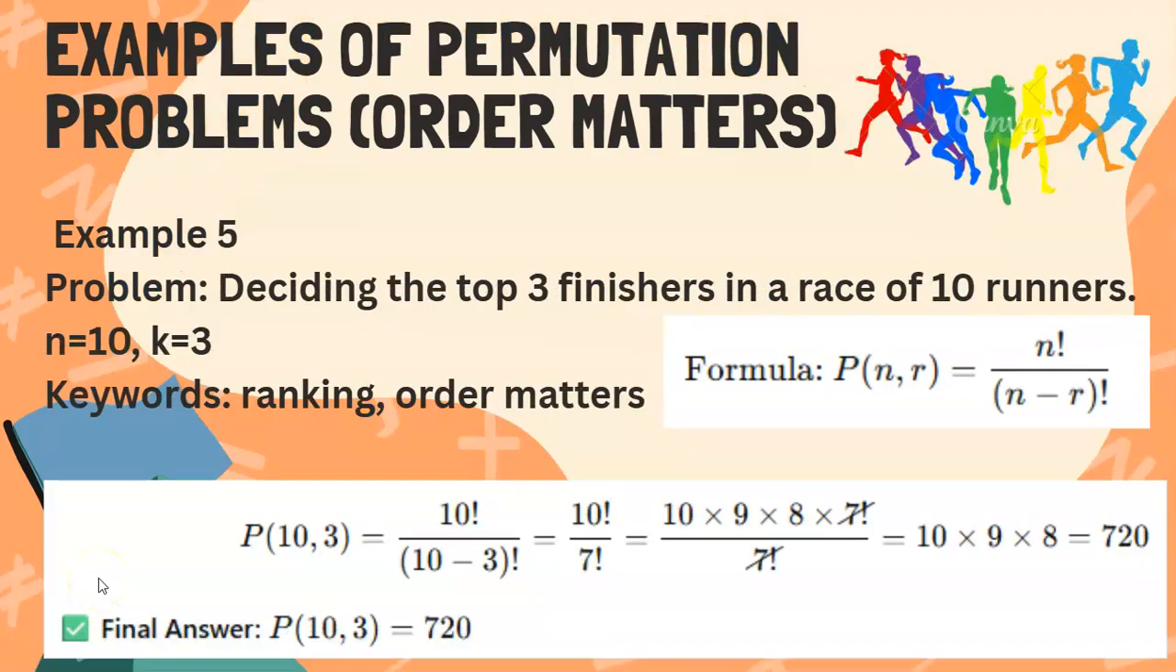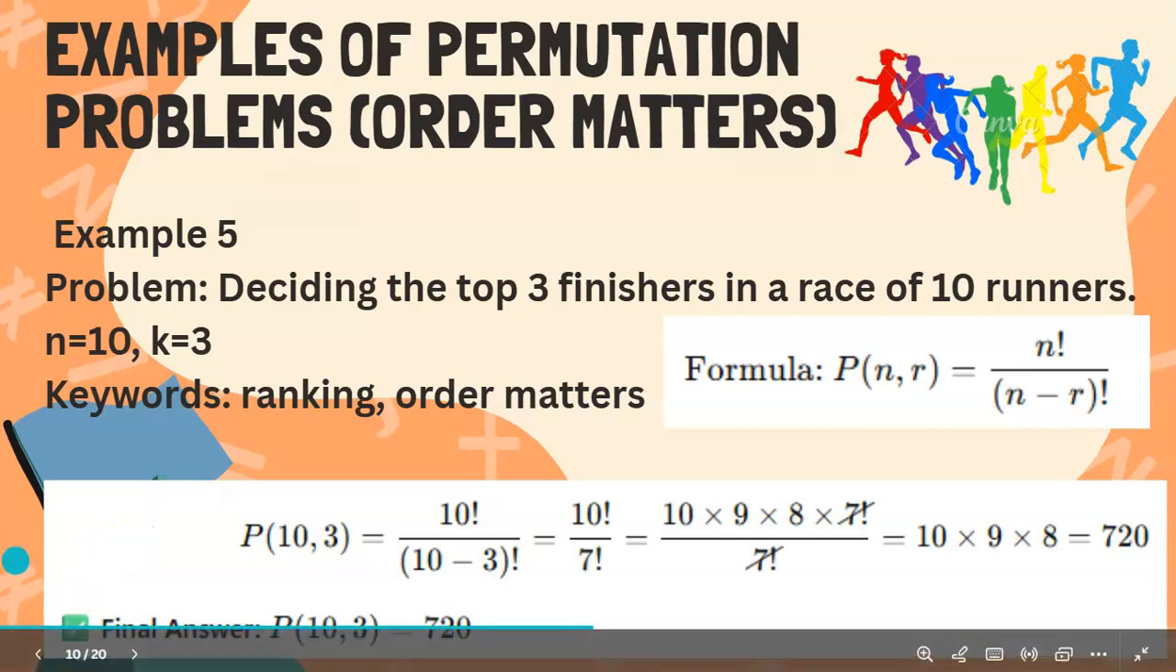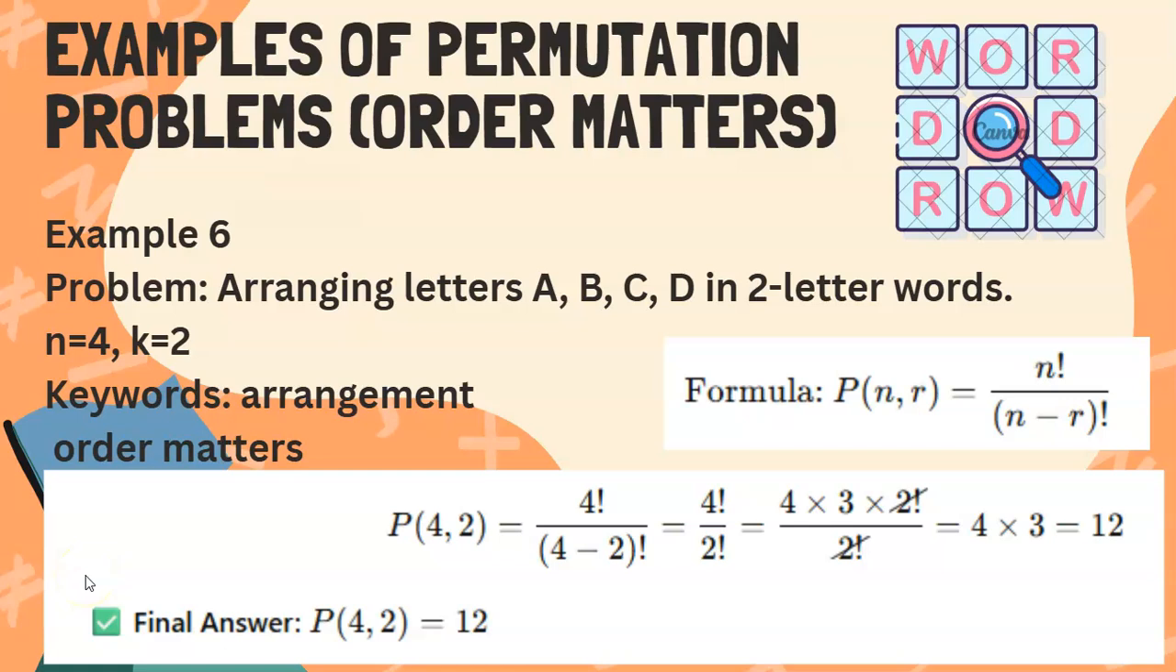Alright, so example number 5 for permutation, deciding the top 3 finishers in a race of 10 runners. So how many runners are there? 10. So N is equal to 10. How many top finishers are we going to have? Only 3. We're going to have top 3 finishers, so R is equal to 3. So the keywords here, there is the ranking, and this is permutation because the rank first, second, third are not interchangeable, so order matters.